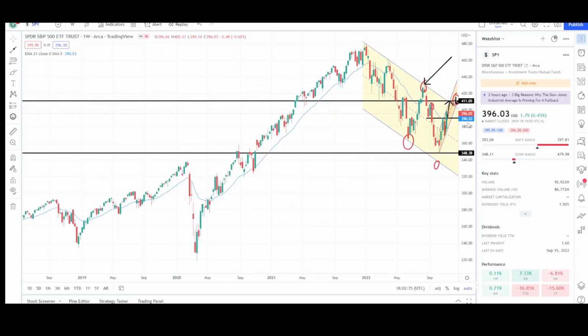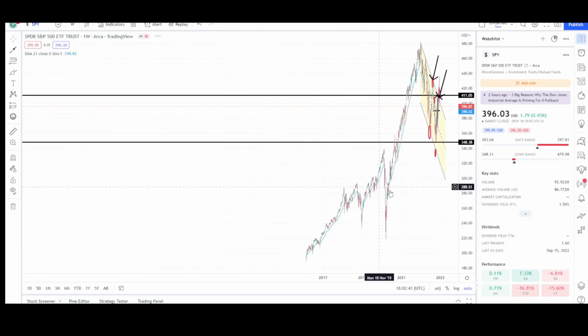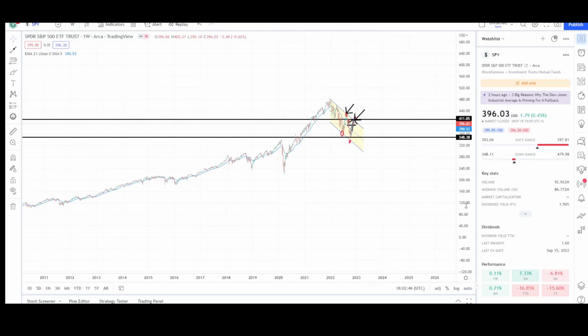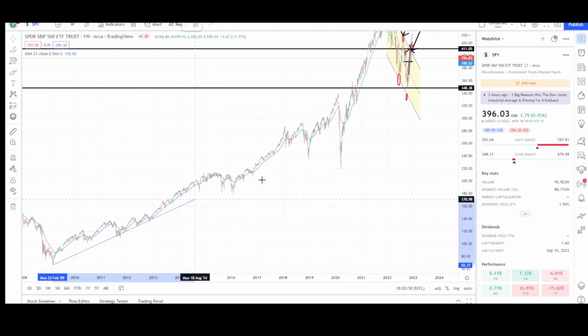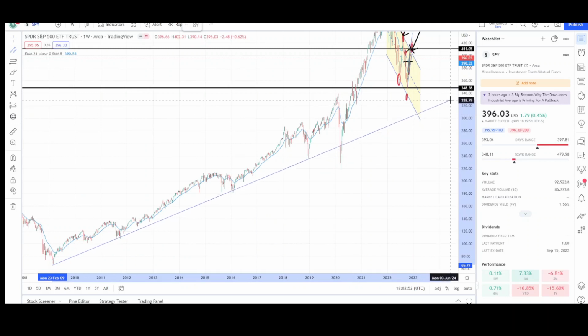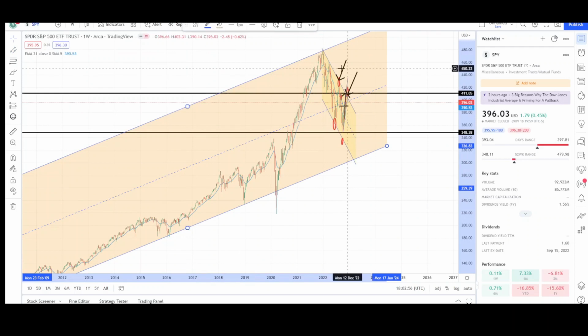Now here's the weekly chart for the SPY. This is the same drawings I had, but you can see now we have the price action since 2020. There's a strong up move, and now this is just a correction down. If I zoom out on the chart, this is the price action since 2008, 2009. And if I connect the swings here, you can see this looks like an uptrend channel that prices are respecting.